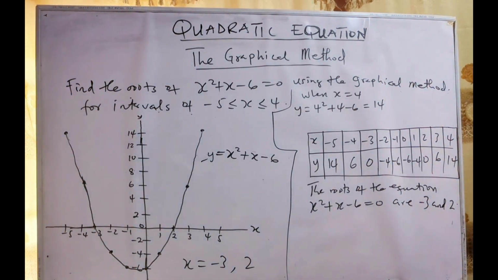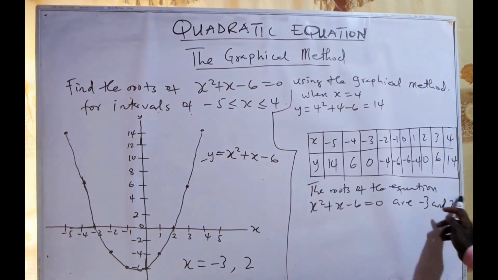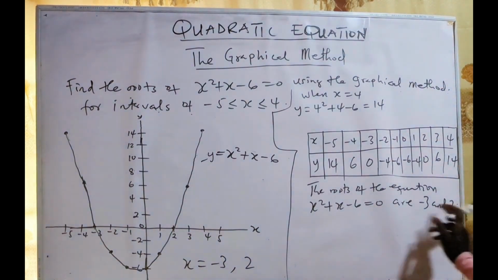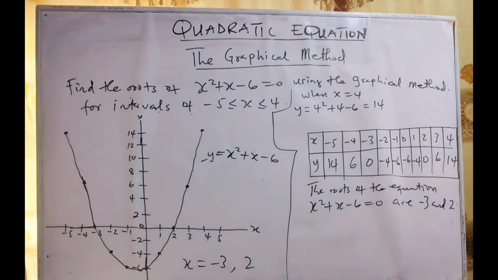So instead of using factorization or completing the square or the formula, you can also draw the curve, the graph, and then you get your answer. The values that satisfy the equation are negative 3 and positive 2. That is where the curve touches the x axis. I believe you get it. Alright. We are going to solve one more example on this.